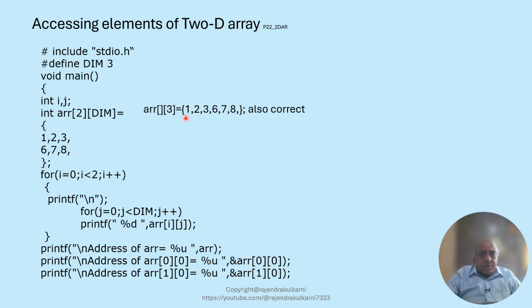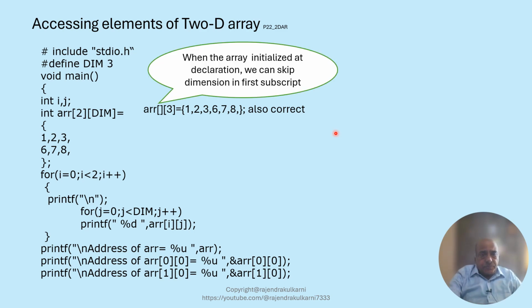and then within the curly braces the values 1 2 3 6 7 8. This kind of declaration and initialization is also right. When the array is initialized at the time of declaration, we can skip mentioning the dimension in the first subscript. However, the second dimension is always mandatory.